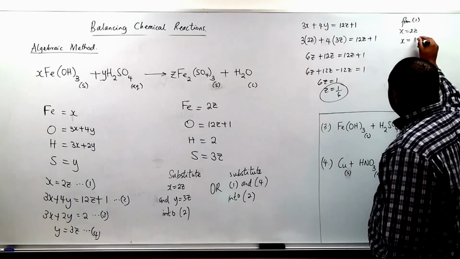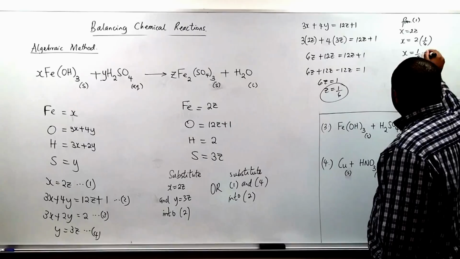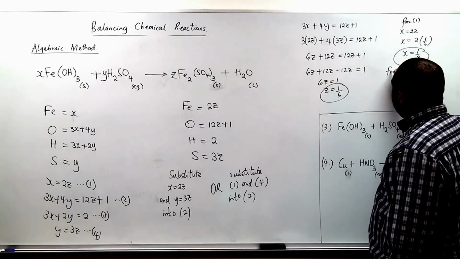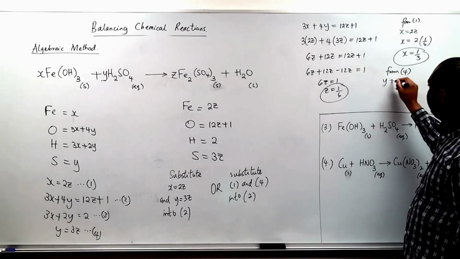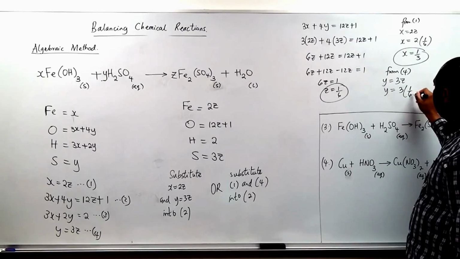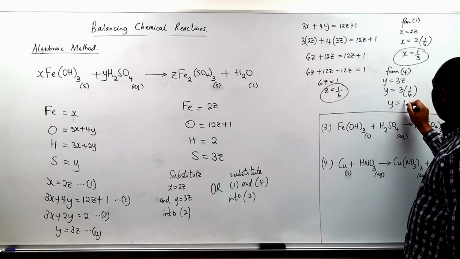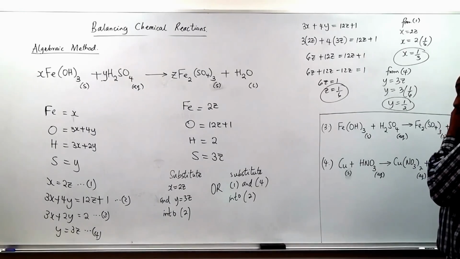So x will be 2 times 1 over 6. So x is 1 over 3. And then from equation 4, y is 3z. So y will be 3 times 1 over 6. So y will be 1 over 2. So we've got our x, y, and z.